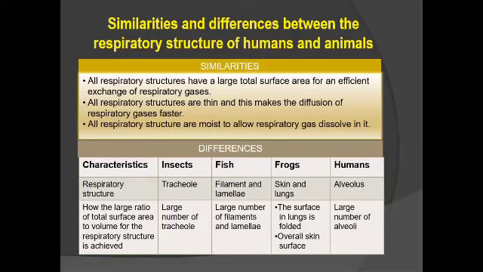Differences. In insects, fish, frogs, and humans, the respiratory structures are different. In insects, they use the trachea for respiration. To increase the surface for the respiratory structure, there is a large number of tracheae. In fish, filaments and lamellae are the respiratory structures, and a large number of filaments and lamellae is used. In frogs, skin and lungs are used, and the surface in the lungs is folded to increase the overall skin surface. Humans use the alveolus, and there is a large number of alveoli.